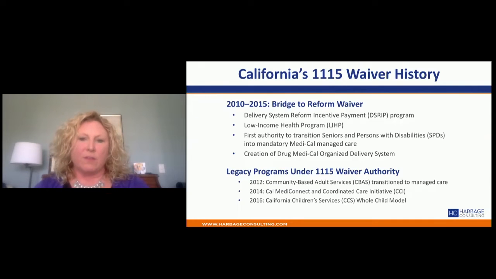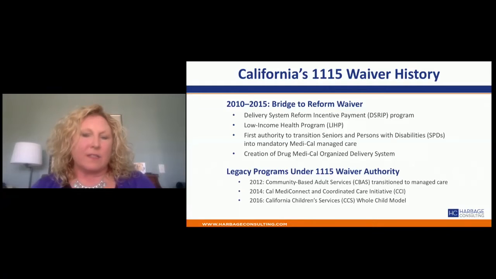That's definitely worth noting. The last thing that was part of this really groundbreaking Bridge to Reform waiver was the creation of the Drug Medi-Cal organized delivery system. That's important to note because California was the first state to receive this waiver authority, which is designed to provide federal funding to states to provide residential substance use disorder treatment in what are called institutions for mental disease.